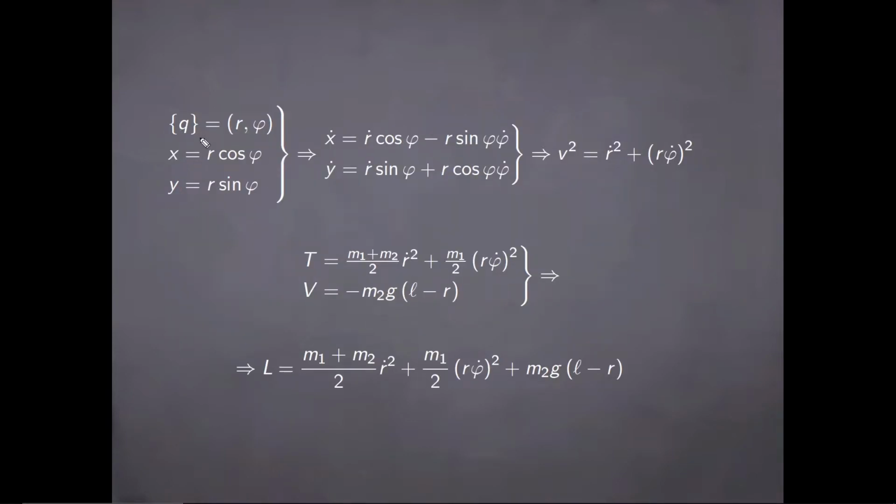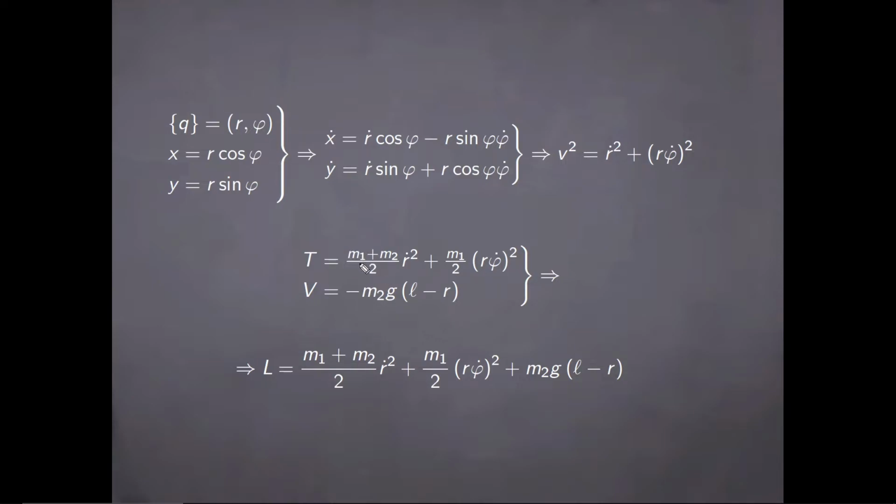Our generalized coordinates will be the radius and angle, giving the position of the mass m1, and we can write its x and y components in polar coordinates. We can take the derivatives with respect to time to find the components of the velocity, and then we immediately find v squared to be given by the expression here. As such, the kinetic energy will have a radial term which includes both masses because they have the same radial velocity.